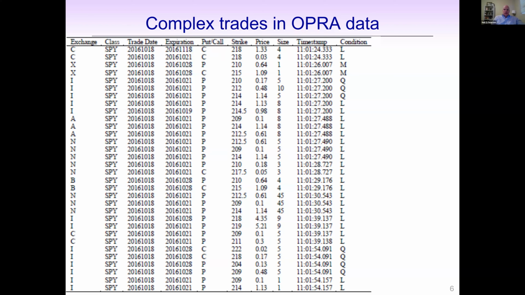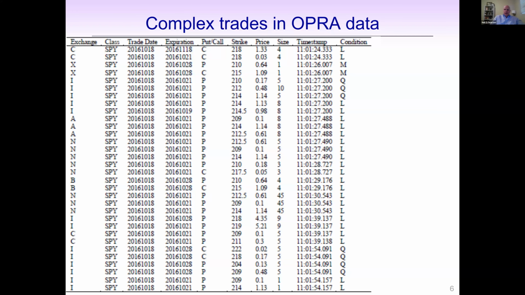Okay, so here's an example of the stream of complex trades in the SPY. Over on the right-hand side, there's a condition code. That's how we know they were complex trades. I just want to give you the main idea of how we identify what the complex packages were. These trades are in the order they were reported by OPRA.